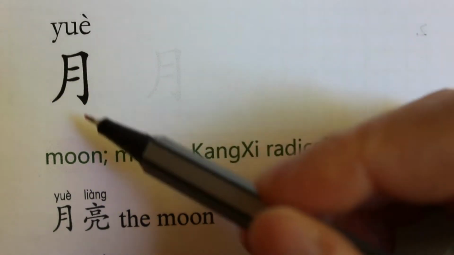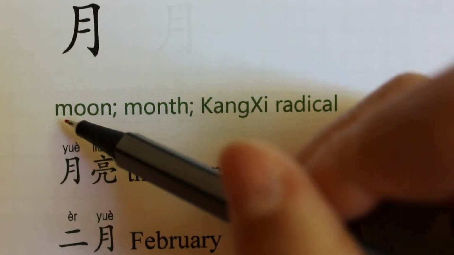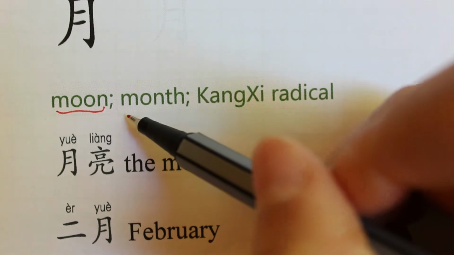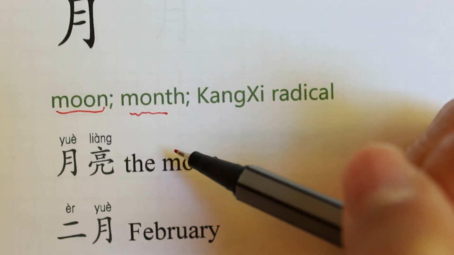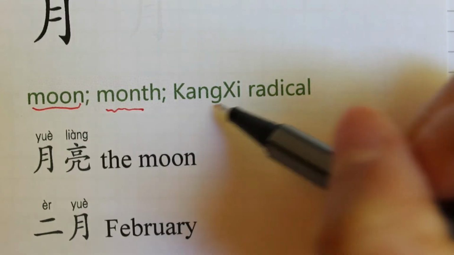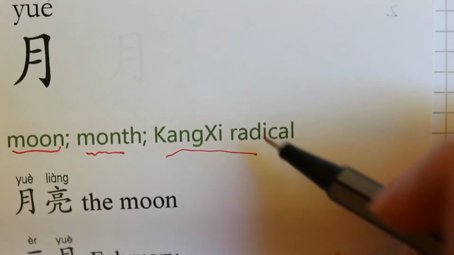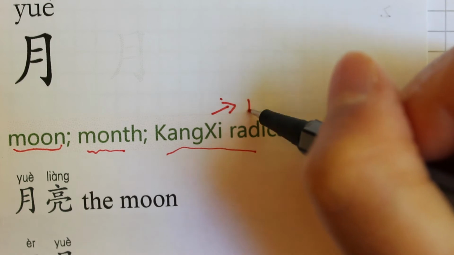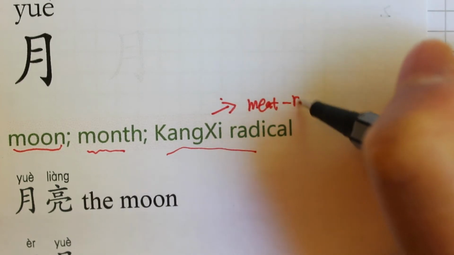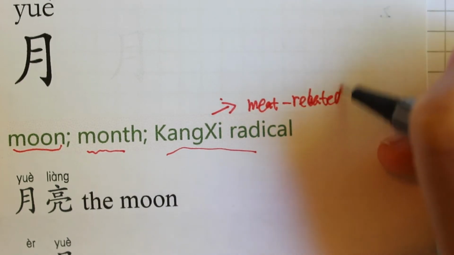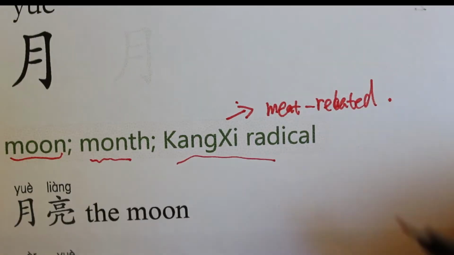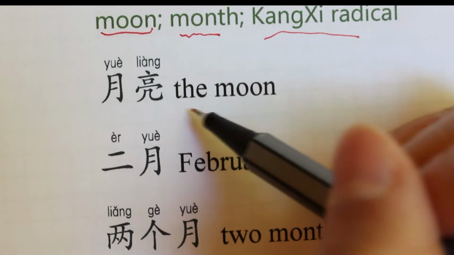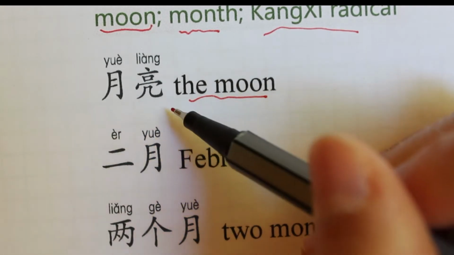And the next one is 月, and it has the meaning of the moon. The first meaning is the moon, and the second meaning is the month. And it can also be used as a radical, 月字旁. When you use it as a radical, it means meat related. And the first word is 月亮, means the moon, 月亮.